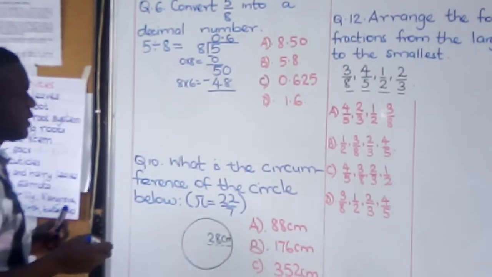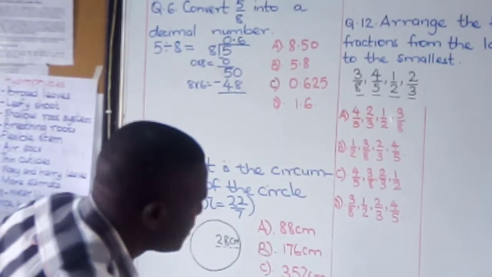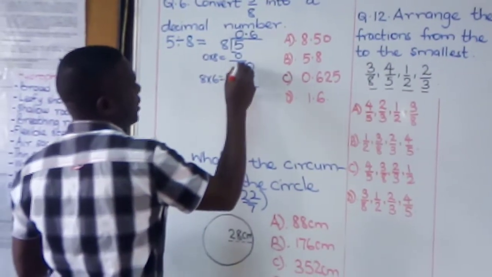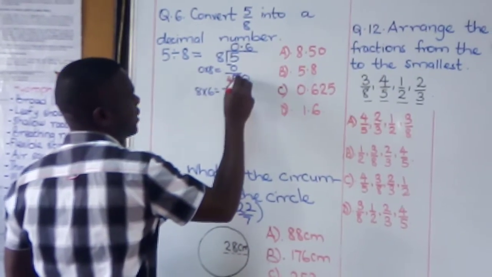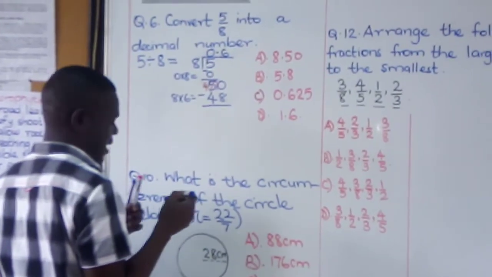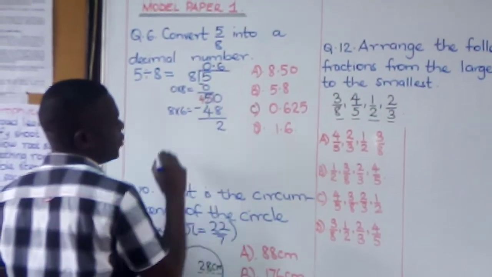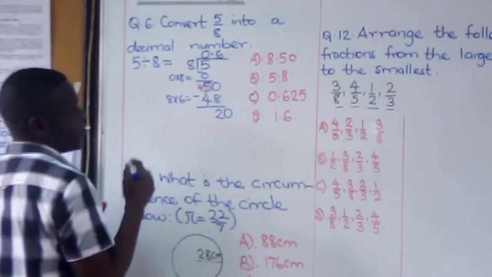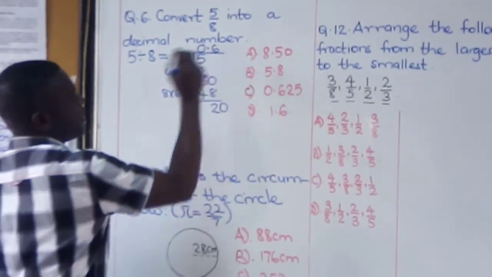We subtract 50 minus 8. We borrow 1 from 5, we remain with 4, and that one we bring it here. 10 minus 8 is 2. Okay? Now we add 0. Because already we are in the decimal, we don't need to put another decimal there.